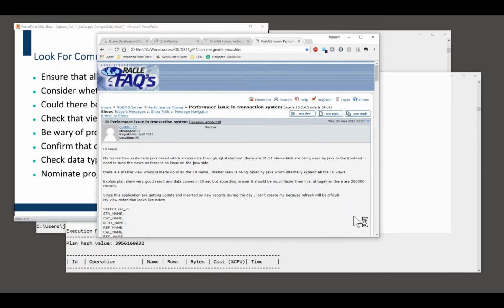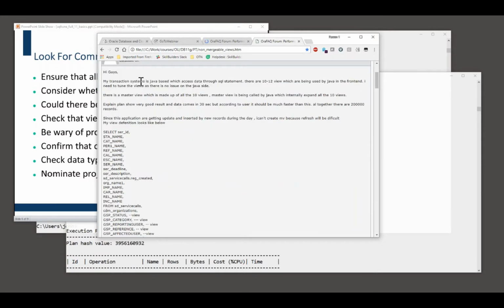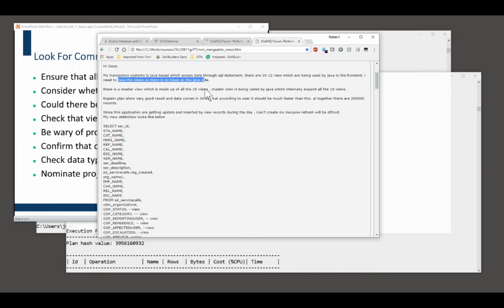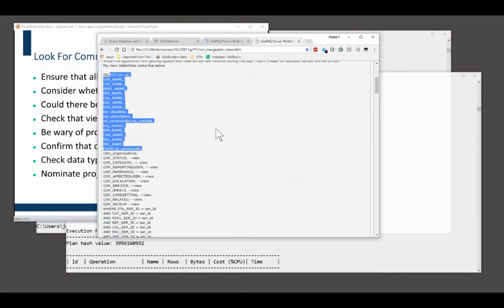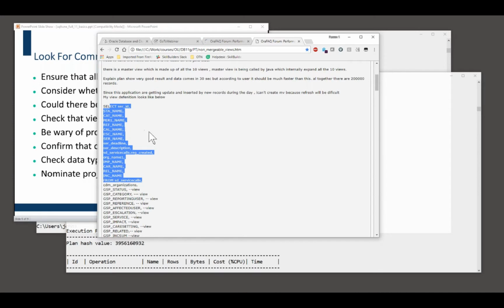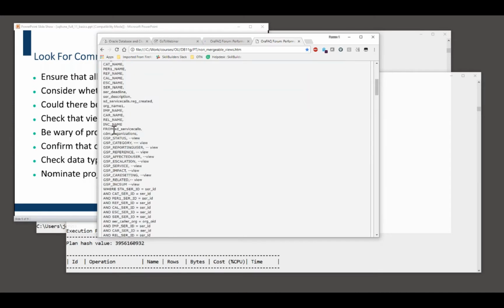What this chap is saying is, my transaction system is Java-based. There are 10 to 12 views which are being used by Java. He needs to tune the views, he says. So here's his query. He's projecting these columns from SD service calls, CDM organizations, and then a bunch of views.